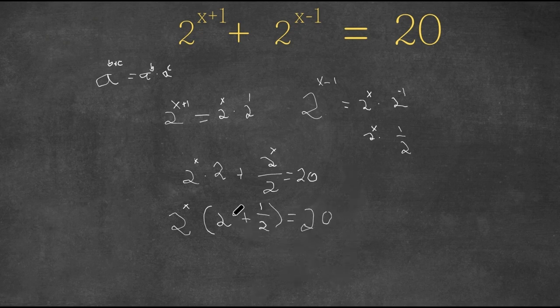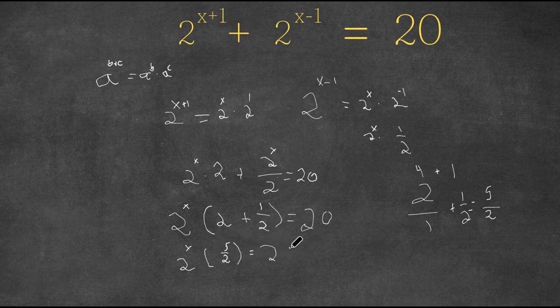All right, so now we're going to simplify the stuff in the parentheses a little bit. 2 plus 1/2. Let me write this right here: 2 over 1 plus 1/2. We multiply our denominators, so we get 2 as our denominator. Then we do cross multiplication. 2 times 2 is 4 plus 1 times 1 is 1. So we have 4 plus 1, which is 5. And this is really simple. So this gets us 2 to the power of x times 5 over 2 is equal to 20.